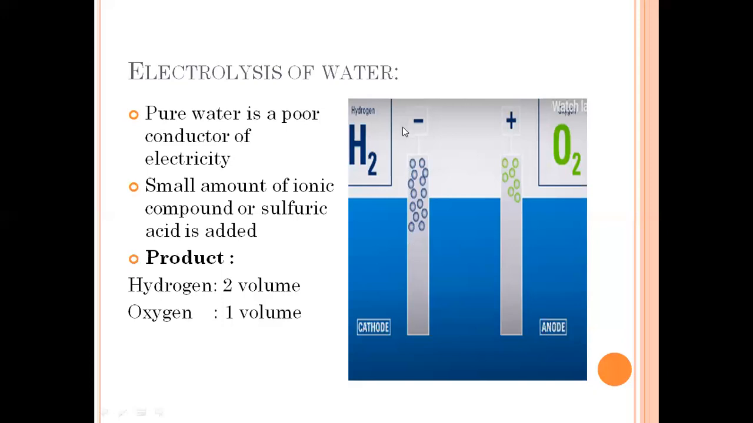At the end of this reaction, we find there is double the amount of hydrogen gas as compared to oxygen gas. Why? Because we know that in the formula of water, two hydrogen atoms combine with one oxygen and form a molecule of water. That's why after electrolysis we obtain double the amount of hydrogen gas as compared to oxygen gas.